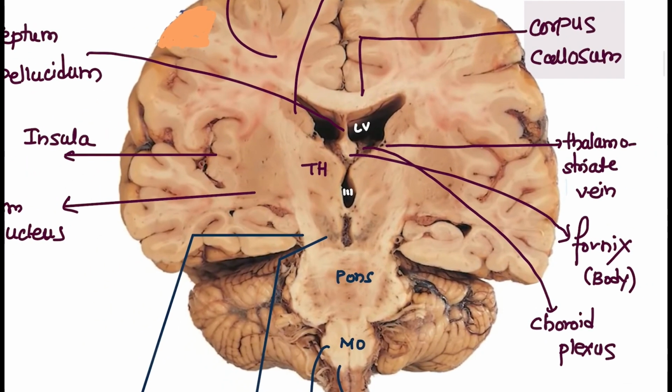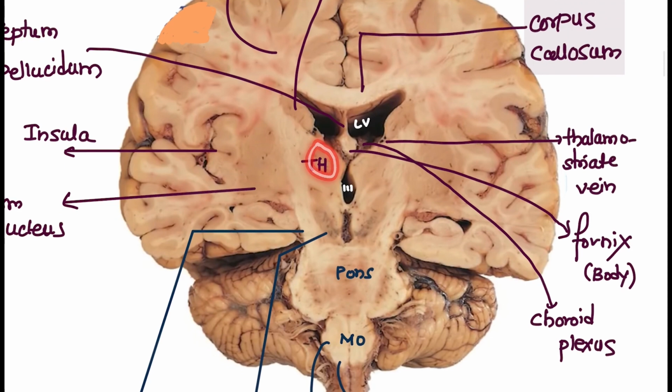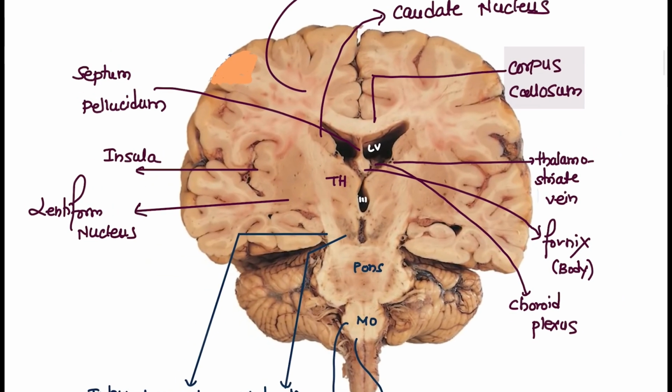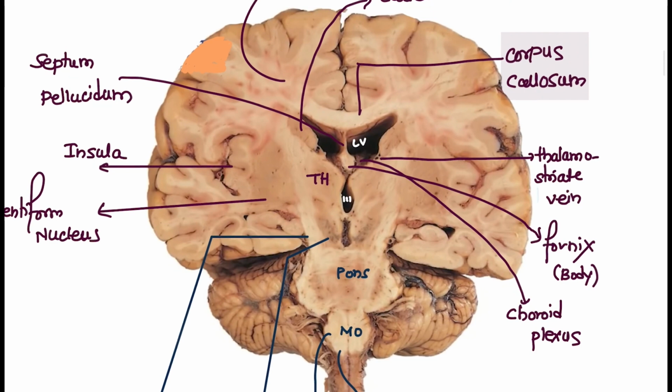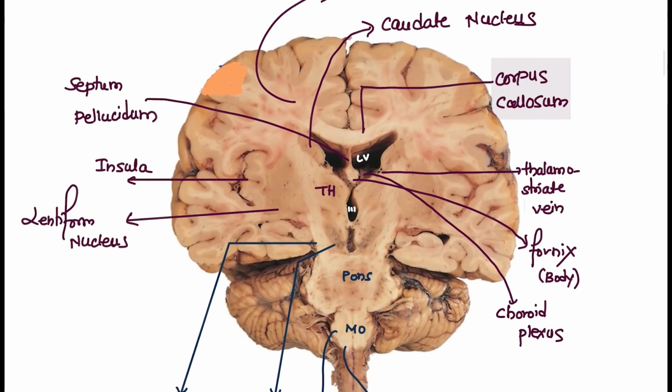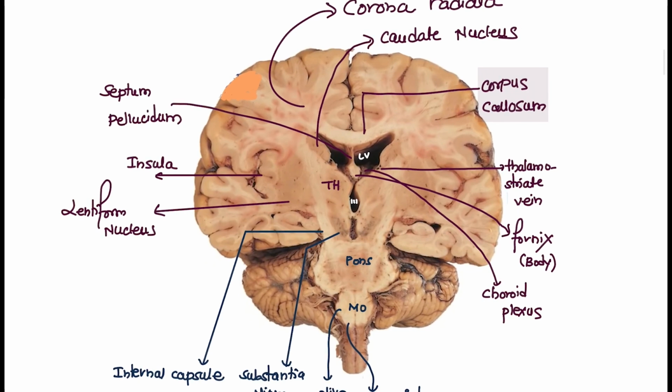Now look over here. Here we have the thalamus. The thalamus appears as two oval-shaped structures, or we can say masses, on either side of the third ventricle. And here we have the substantia nigra. It appears as a distinct area with dark coloration, associated with the production of dopamine. So this is the substantia nigra.